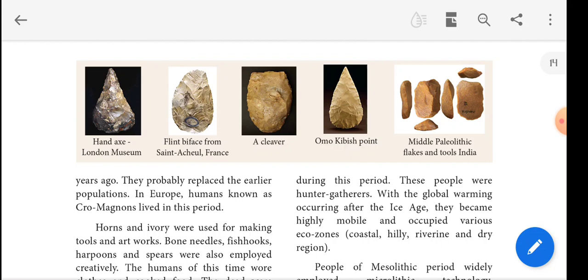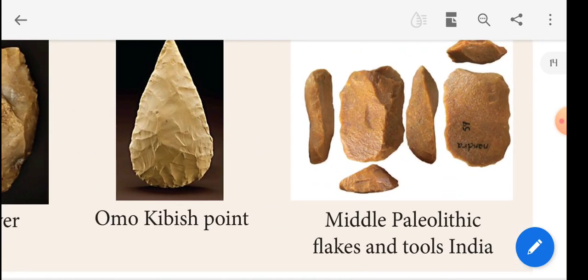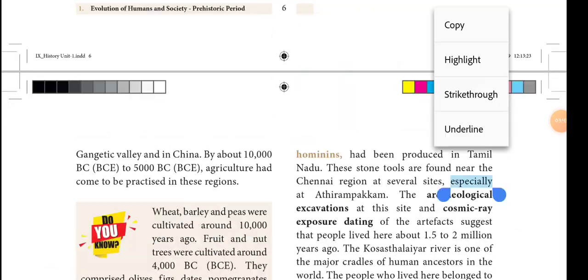First one, hand axe, flint biface form from Saint Acheul, France. It was discovered in France. And cleaver. Cleaver is one of the tools, and Homo habilis point. This is a point. It is used like an arrow, and finally we can see the Middle Paleolithic flakes. So it was discovered in India. So these are the things we discussed.